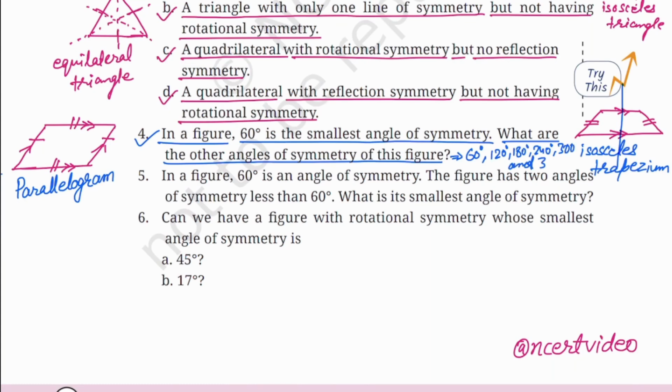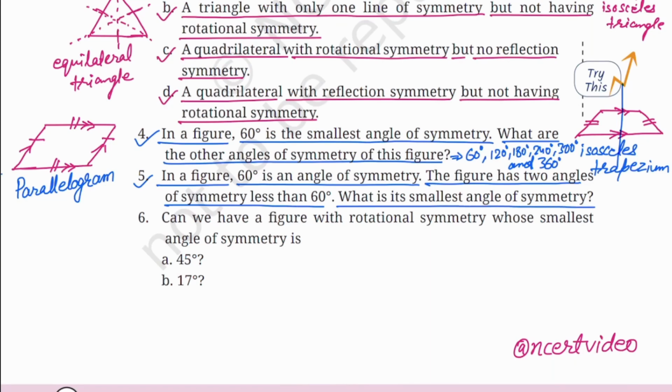Five. In a figure, 60 degrees is an angle of symmetry. The figure has two angles of symmetry less than 60. What is its smallest angle of symmetry?